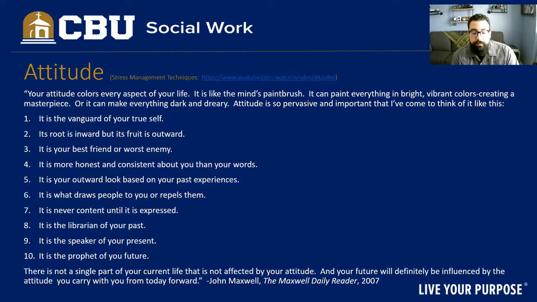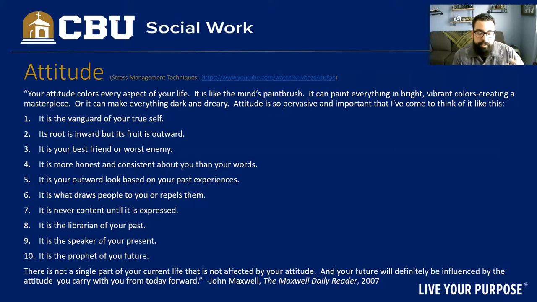It is the librarian of your past. It is the speaker of your present. It is the prophet of your future. There is not a single part of your current life that is not affected by your attitude. And your future will definitely be influenced by the attitude you carry with you from today forward.